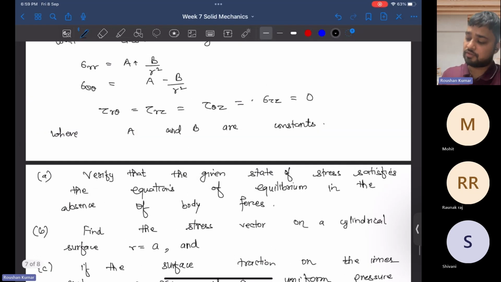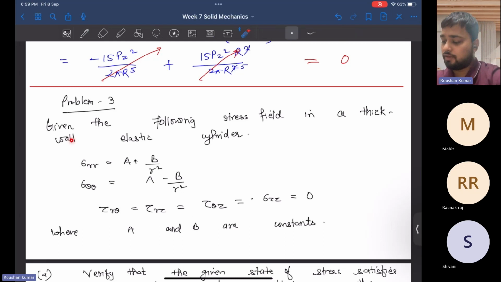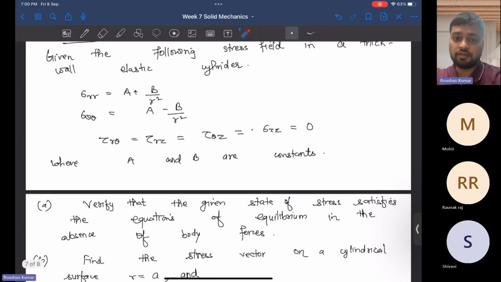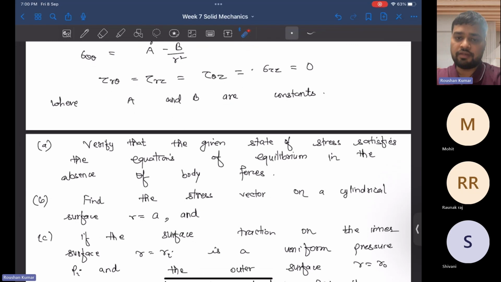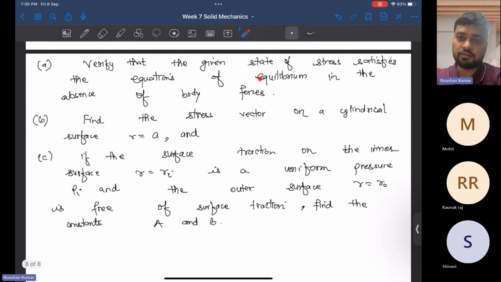I am repeating the question once again. Given the following stress field in a thick wall elastic cylinder, sigma rr is a plus b by r square, sigma theta is a minus b by r square, and tau r theta, tau r z, tau theta z, sigma zz equal 0, where a and b are constants. Verify that the given stress satisfies the equation of equilibrium in the absence of body forces. Second, find the stress vector on a cylindrical surface r equal to a. Third, if the surface traction on the inner surface r equal to ri is a uniform pressure pi and the outer surface r equal to r naught is free of surface traction, find the constants a and b.